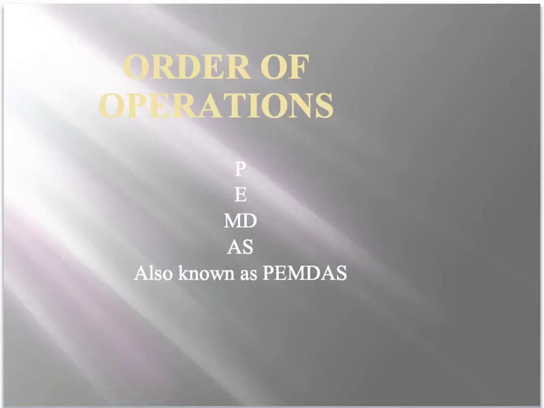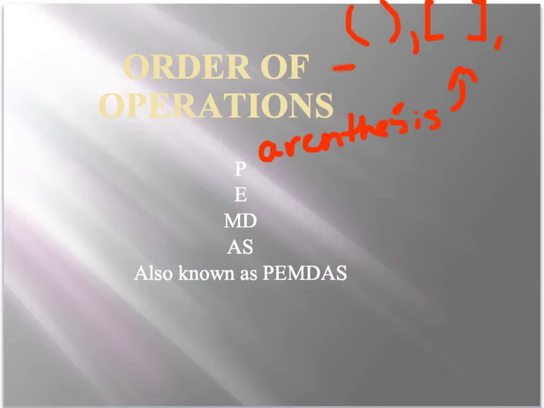PEMDAS, the P stands for parentheses. Now, parentheses are grouping symbols, and parentheses could look like parentheses, like you know. They could look like brackets. Another grouping symbol that you don't really think about being a grouping symbol is the fraction bar. But the fraction bar divides or separates the numerator activities from the denominator activities. So when you look at a problem, you want to do anything in parentheses first.